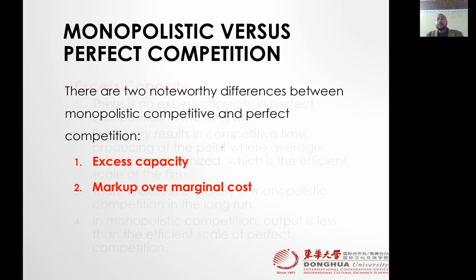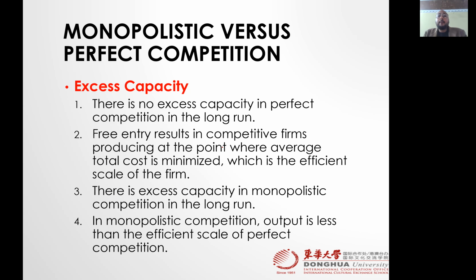What does it mean? It means that the monopolistically competitive firm is not producing according to perfect competition, which means it is not desired by society. It is not working for the welfare of society. So you have to produce at efficient scale. There is no excess capacity in perfect competition. Why? Because they are producing at efficient scale.